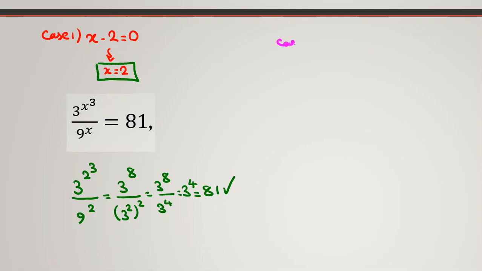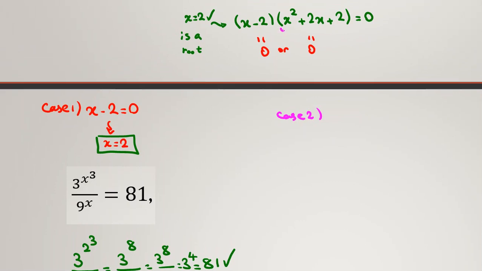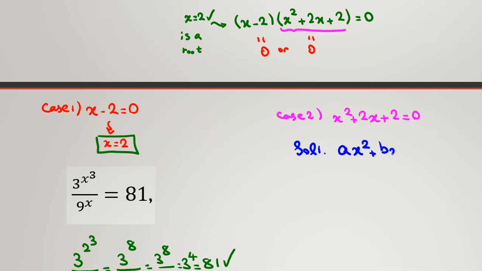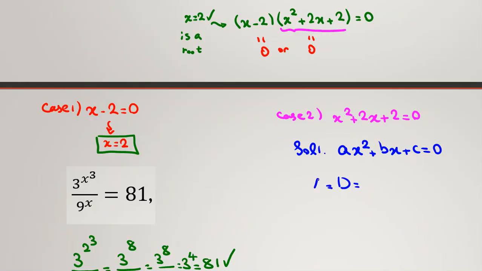Let's consider the second case, the second term equal to 0. Case 2 is x squared plus 2x plus 2 equals 0. I solve this with two solutions. Solution number one: if you have an equation ax squared plus bx plus c equals 0, then the discriminant, which some call delta, b squared minus 4ac, if x is real, has to be at least 0. The problem says x is a real number.